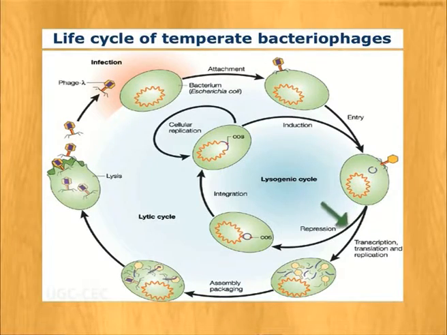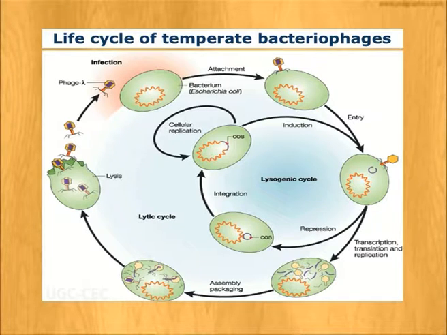Lambda bacteriophage is a temperate phage. That means it can go for either the lytic cycle or the lysogenic cycle depending on several factors. If it goes for the lytic cycle, it will replicate its genome inside the E. coli cell. The structural proteins will be formed and will make the outside protein coat, the newly replicated genomes will enter there, and new viruses will be formed and released from the host.